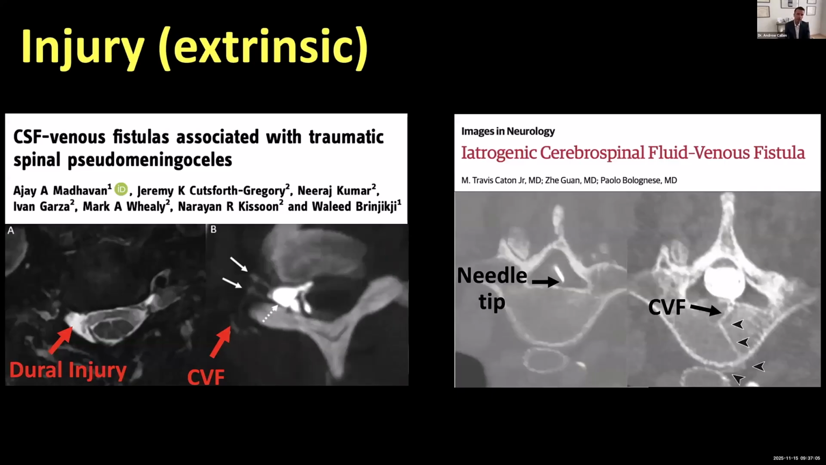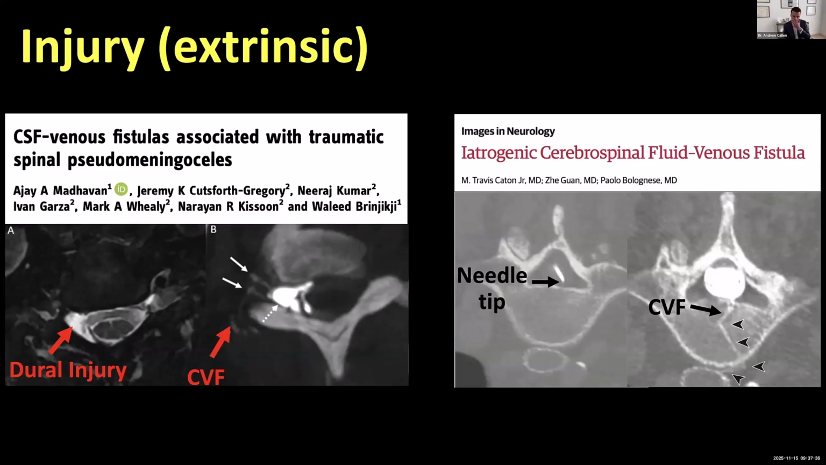There've also been some very interesting studies recently showing that there can be extrinsic damage or injury to the dura that can lead to formation of a CSF venous fistula. Dr. Madhavan, who's going to talk a little bit later today, published this very nice paper of a series of patients who had CSF venous fistulas arising from traumatic spinal pseudomeningocele. So this is a tear or a partial tear of the dura where then a CSF venous fistula is occurring in close proximity once they perform their myelogram.